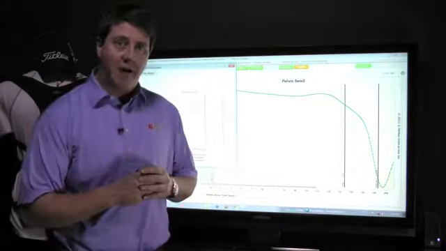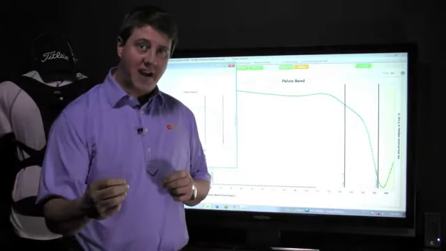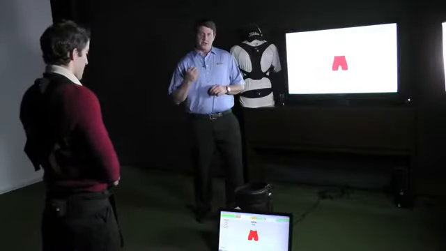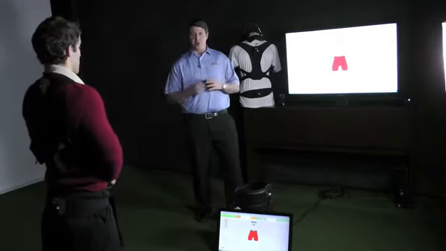So let's do a little biofeedback training with K-Vest. Let's see if we can get this pelvis bend to be more effective, and then let's see how that changes the data on FlightScope. So now we're here with Patrick, and we're going to do some pelvic bend training. One of the most important things you can do for an efficient golf swing.